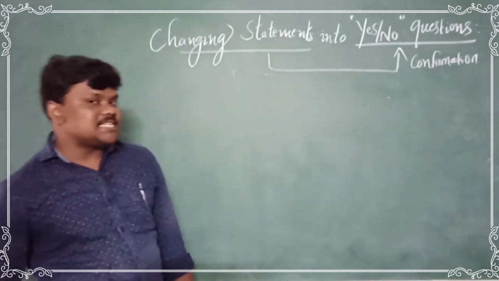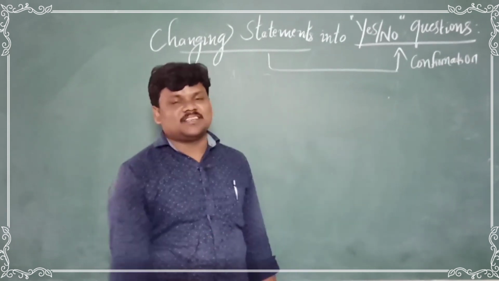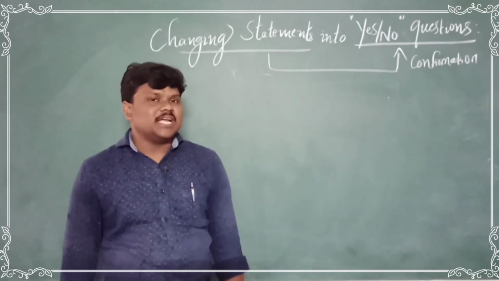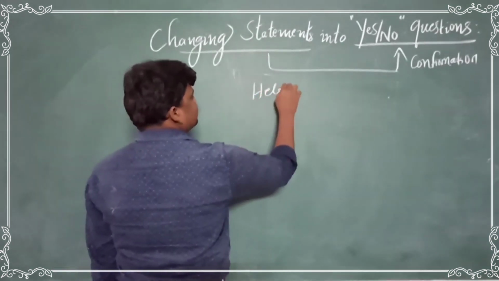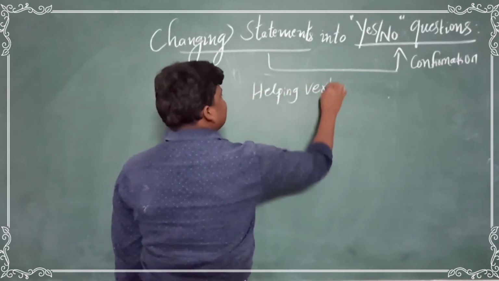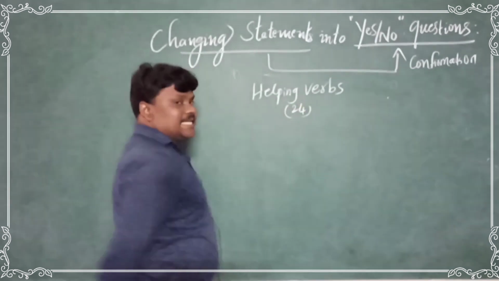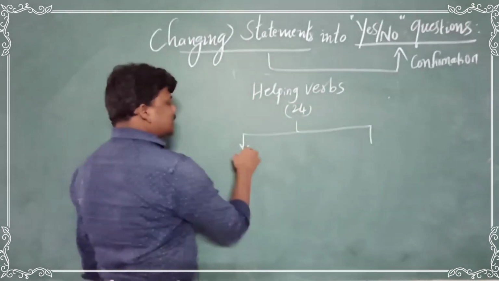How to remember helping verbs easily. How many letters are there in the English alphabet? 26. Remove 2 from 26, and you get 24. There are 24 helping verbs in the English language. 24, don't forget, my dears. These 24 helping verbs are again divided into 2 types.